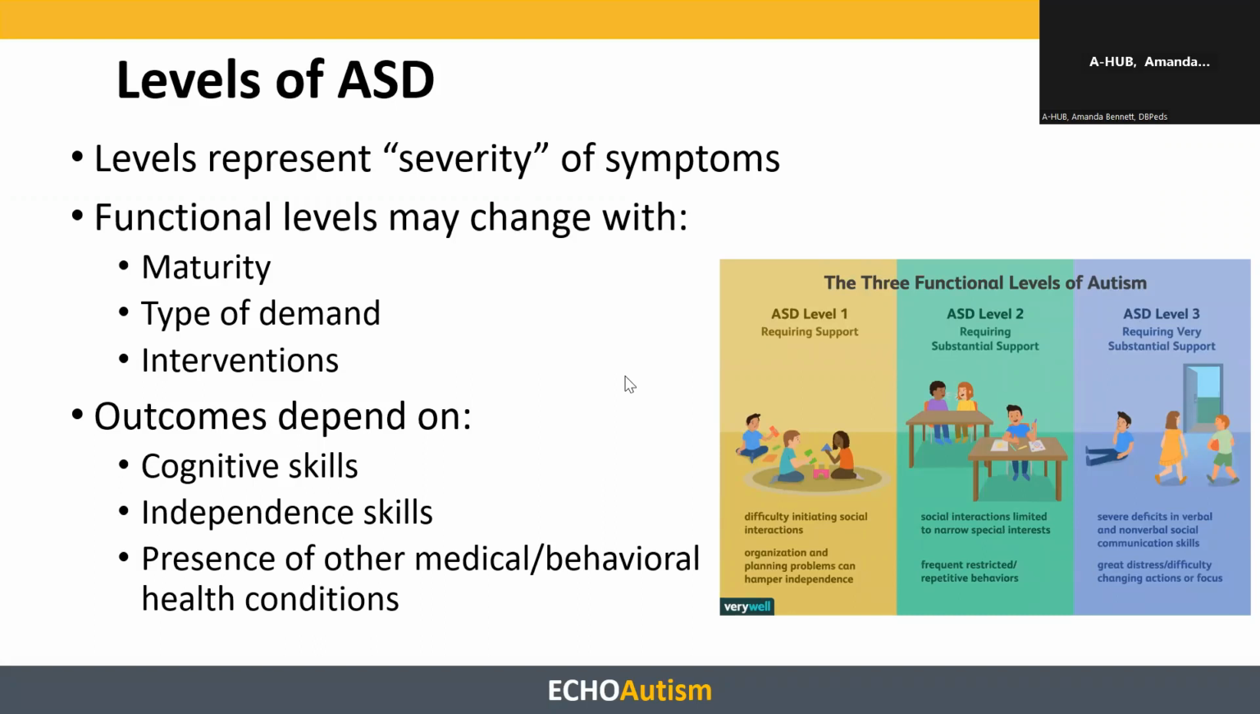An individual's outcomes overall are going to be dependent on lots of things, right? So besides the characteristics of autism, a person's cognitive skills, their ability to develop their independence around their daily living skills, the presence of other medical concerns or behavioral health conditions, all of these things can have an impact on overall outcomes for individuals on the spectrum. Next slide. I think it's the last slide.